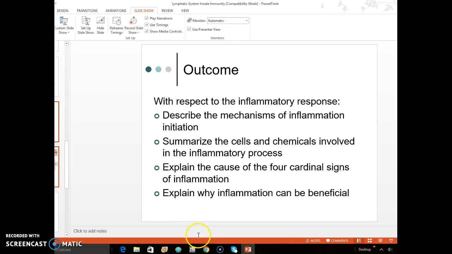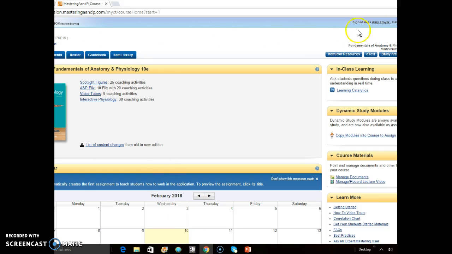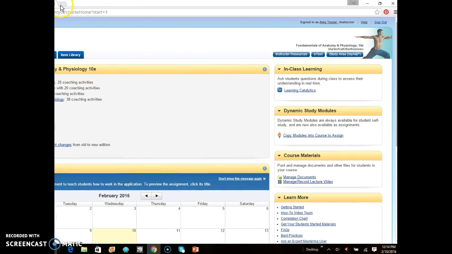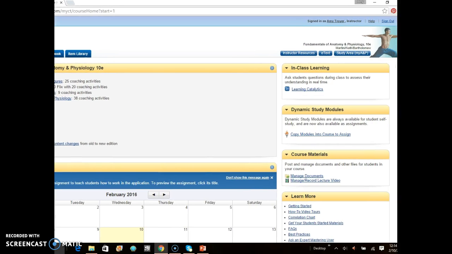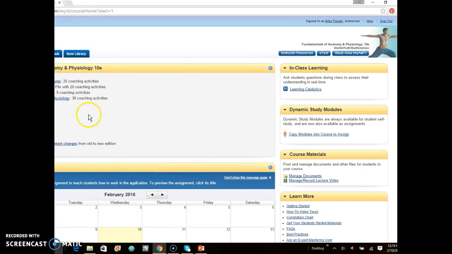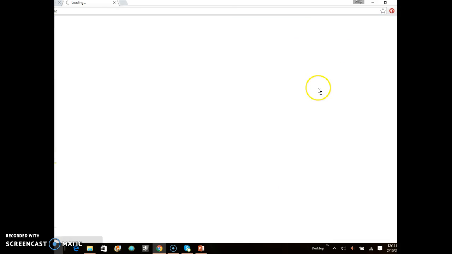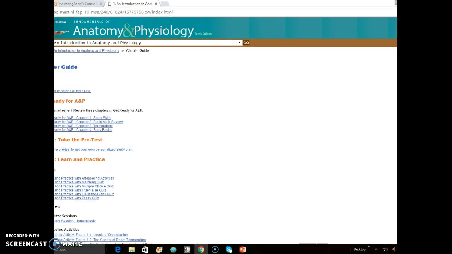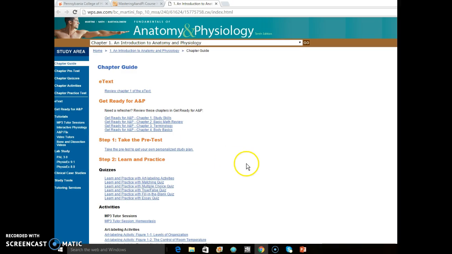But I want to show you, if you go to the back page of your outline, this is where you can take a look at the, let me make my screen a little bigger right now. Whoops, that didn't make it bigger, that just moved it out. Okay, so let's make it so you can see what's going on here. If you go to Mastering A&P, and yours may look a little different than mine, you want to go to the study area of My A&P, and you'll end up with a screen that looks like this. Let me move it over. Sorry, guys. Here we go.